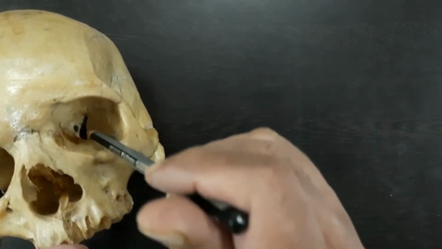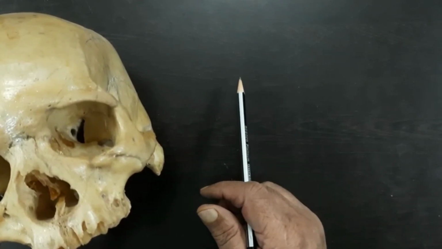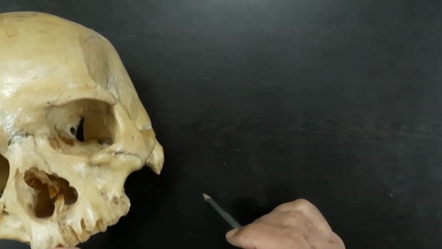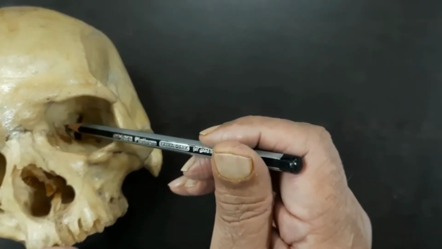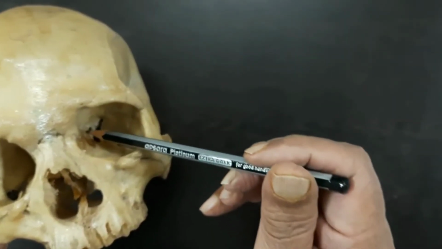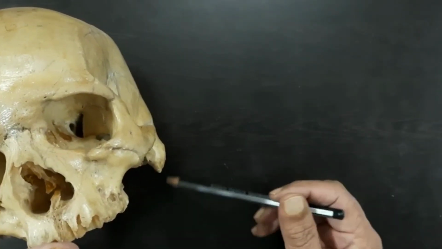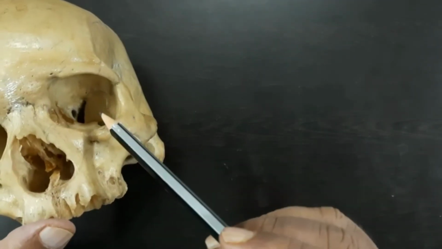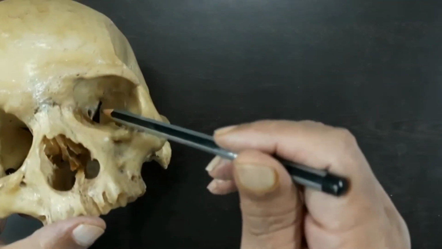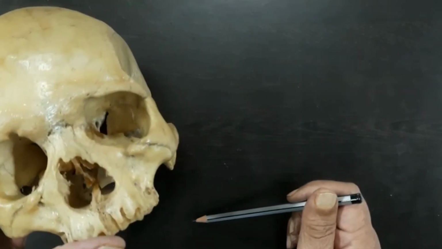It's well seen here now, at the junction of this. This is the optic canal. Now it is bounded medially by the body of the sphenoid. So on the medial side of this is the body of the sphenoid. And if you see laterally, it is the lesser wing of the sphenoid, which we have already seen, forming the upper boundary of the superior orbital fissure.